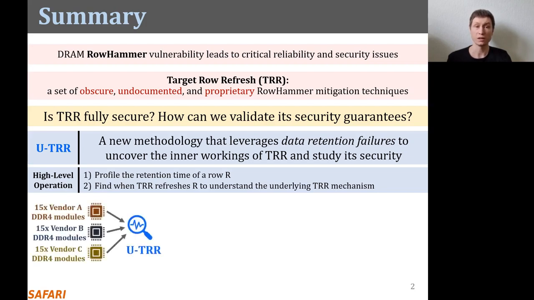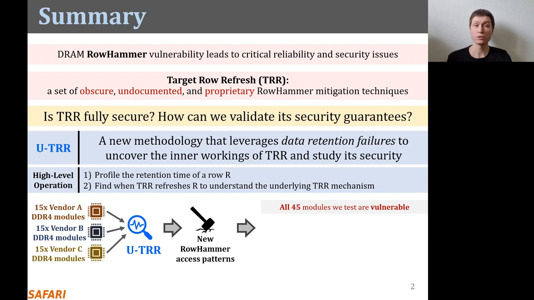Using UTRR, we analyzed 15 DDR4 DRAM modules from each of the three major DRAM vendors. Through this analysis, we make several observations regarding the TRR mechanisms implemented in these modules and craft new custom RowHammer access patterns that evade the TRR mechanisms and cause RowHammer bit flips. Our results show that, first, all 45 modules that we test across three vendors are vulnerable to our new RowHammer access patterns.